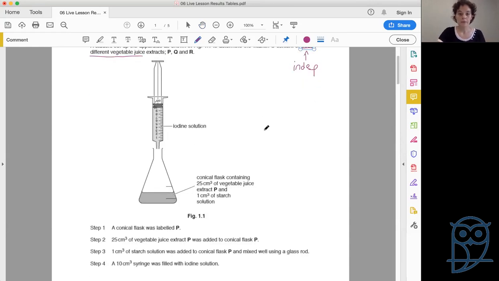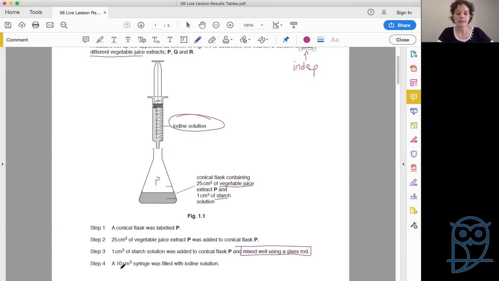So we set up, okay, we have our conical flask with our vegetable juice. We're doing P first, and we've got starch solution there, and we're testing with iodine solution. Okay, so then they step us through it. Conical flask was labeled P. 25 centimeters cubed of vegetable juice extract P was added. Okay, 1 centimeter cubed starch was added, mixed well using a glass rod. Well, that's good. They're giving us nice, precise instructions. Okay, we like things like that.